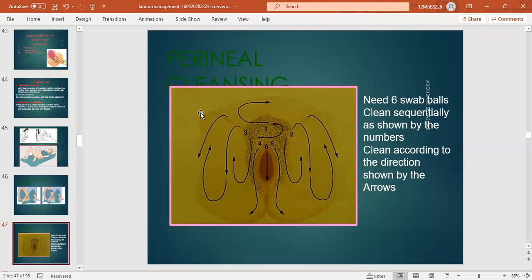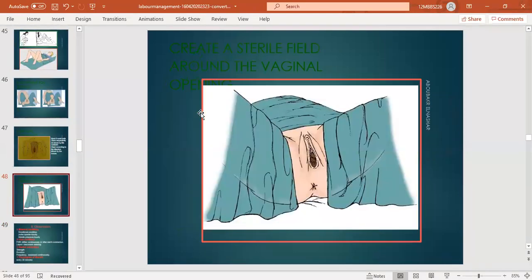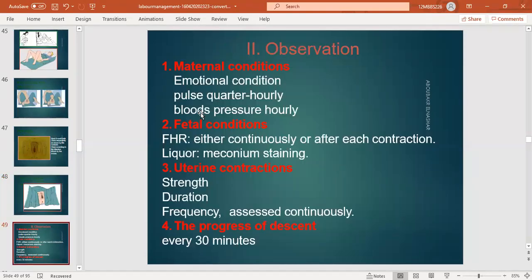These landmarks show us that this much portion of the perineal region and the lower portion of the body should be cleaned, and the direction has been shown in the picture. And then after this cleaning, you have to drape the patient, drape the abdomen, drape the legs of the patient, and there should be a sheet below the patient.